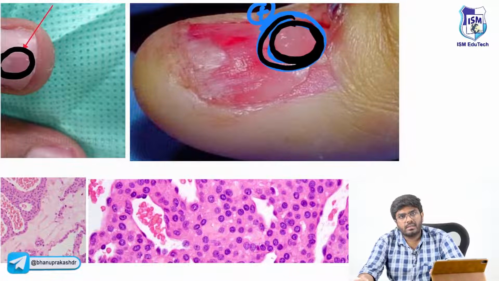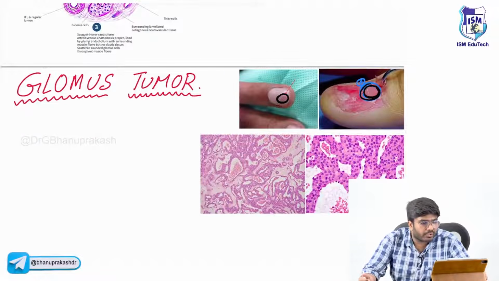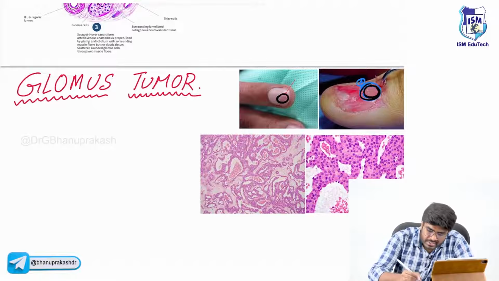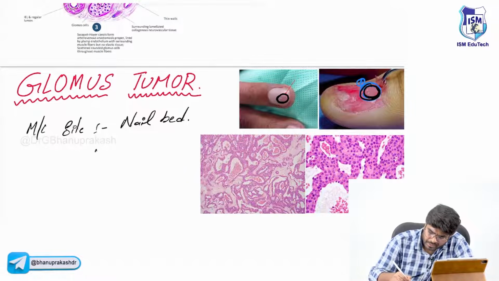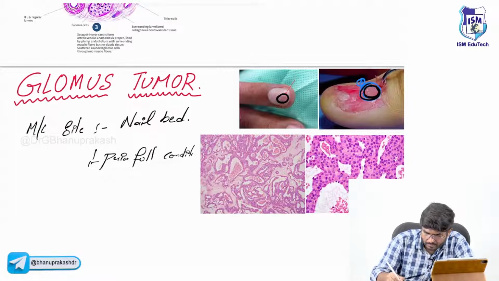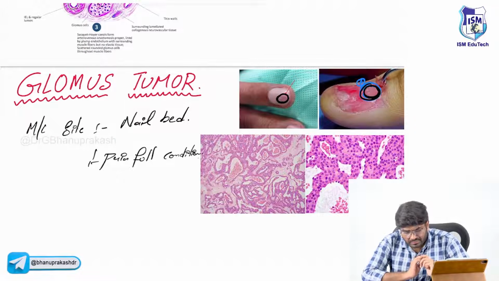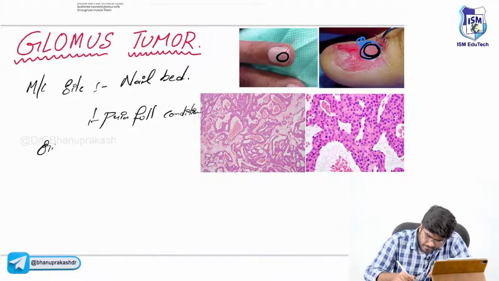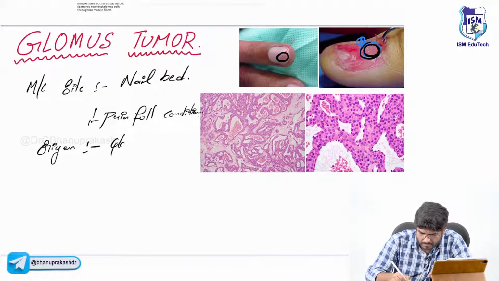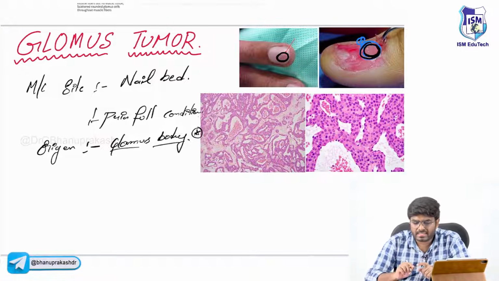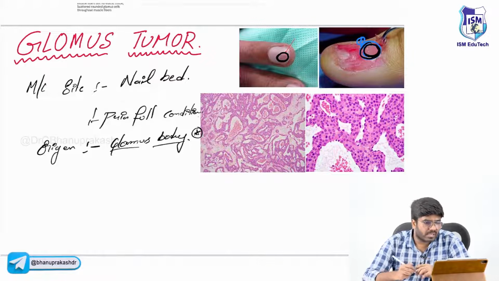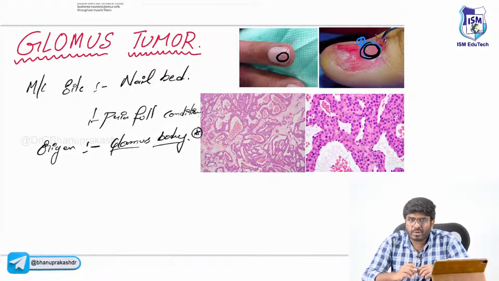That is glomangioma. Now, important points you need to know for your exam: what is the most common site? The most common site is the nail bed. It's a very painful condition. Sir, from where is this tumor originating? Origin: glomus body. Sir, what exactly is the function of the glomus body? Thermoregulation. And what exactly is the glomus body? It's an arteriovenous anastomosis. Now, it's also a blood vessel tumor, right?